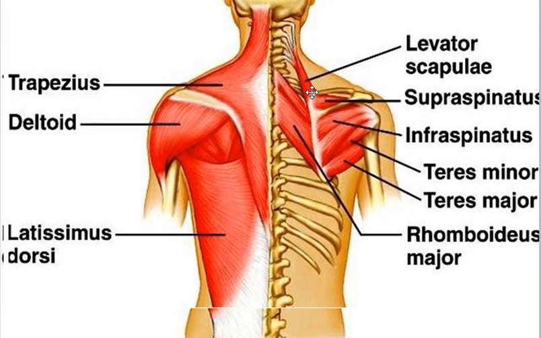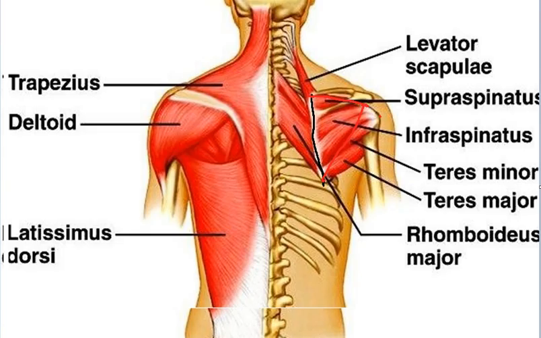So what you see here is the scapula. This is a posterior view of the scapula, and you can see this is the medial border of the scapula, and this is the lateral border of the scapula, which is hidden deep. Now this is the superior border of the scapula.